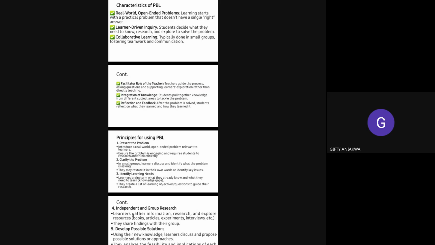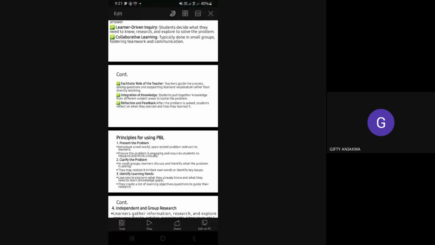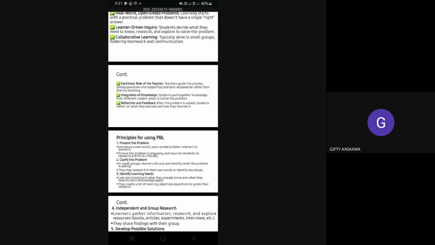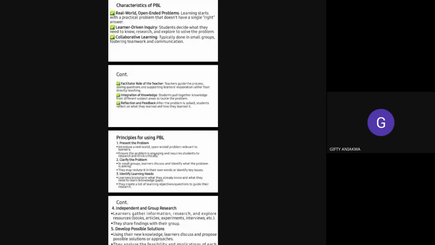So they can use the prior knowledge that they have, and then they can search for information. The kind of information that they'll be searching for will be based on the problem and their prior knowledge. So it helps to identify the learning need. They create a list of learning objectives or questions that will guide their own research.